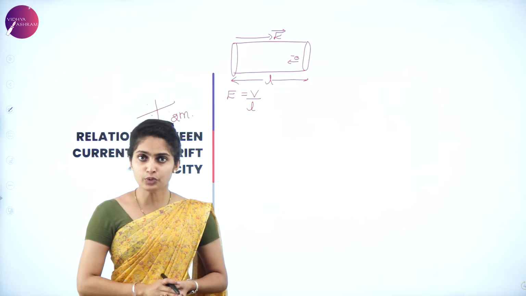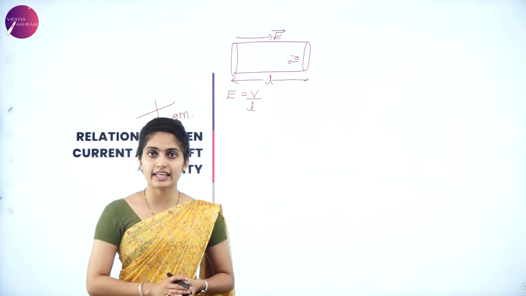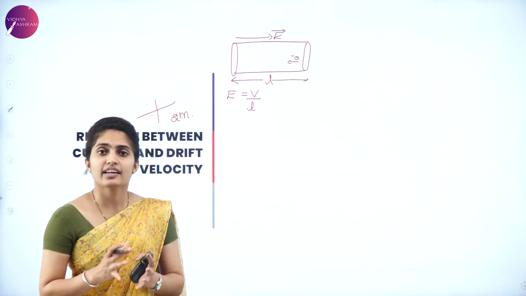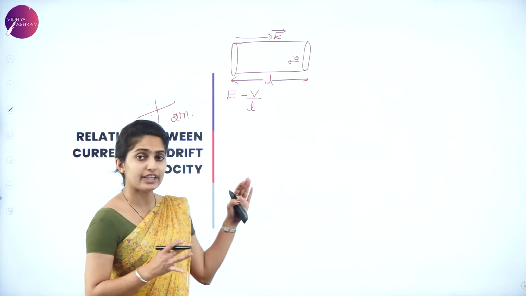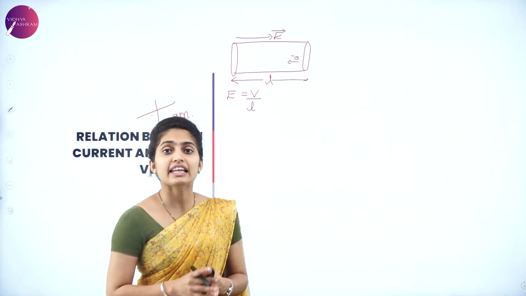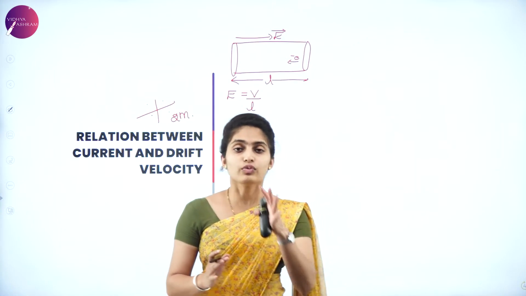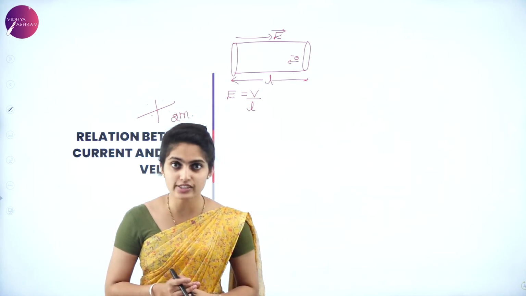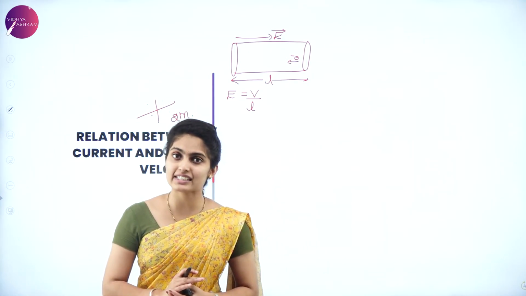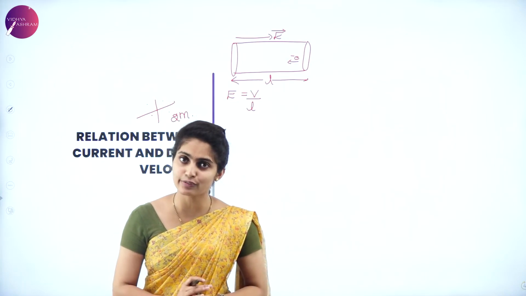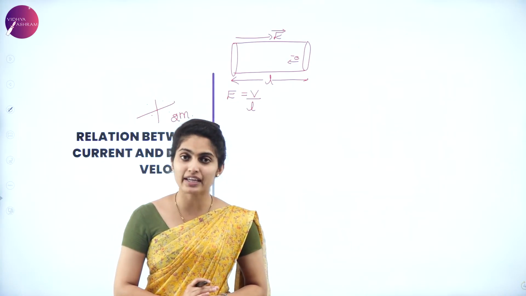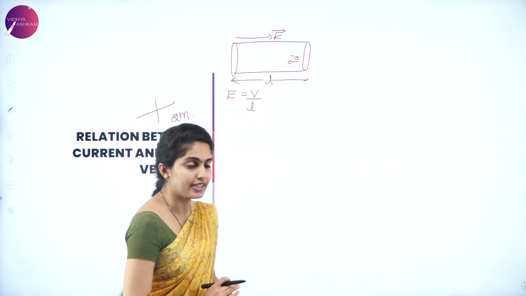E is equal to V divided by L. So in the direction opposite to the electric field, the electrons get drifted with a certain velocity. And which velocity is that? How do you represent the drift velocity? It is by V subscript D.